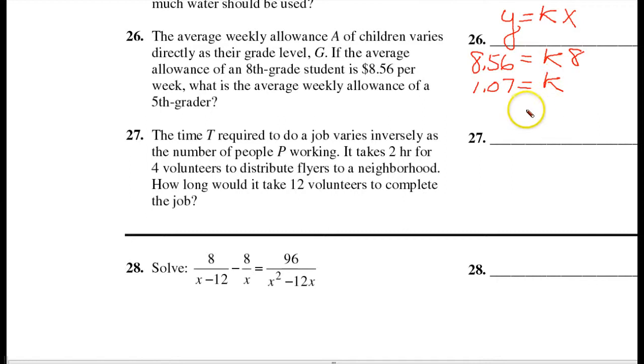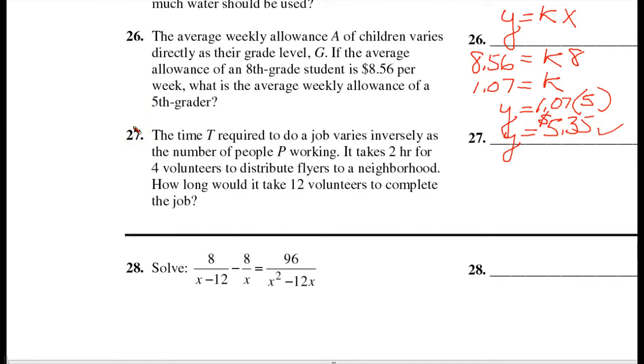So if there's a 5th grader there, it's going to be y equals 1.07 times 5. They're a 5th grader. And that's going to give us 5.35. So weekly allowance for a 5th grader. Again, I don't have any small children, so I don't know too much about all this stuff, but that's sort of interesting, and that's the answer they have too there. So, okay, let's take a look at number 27 here.